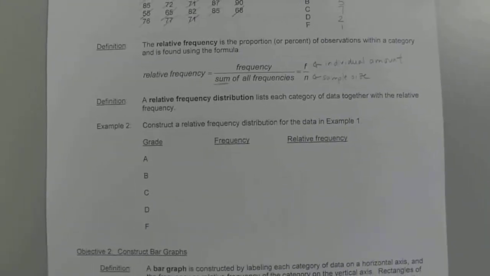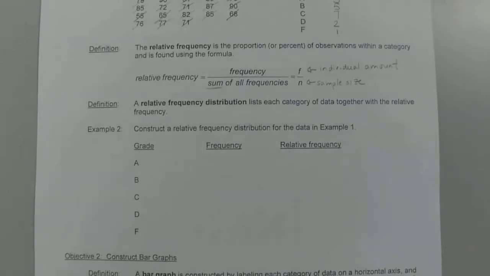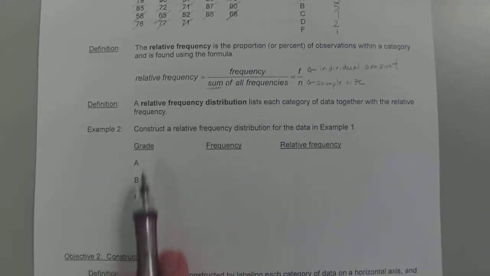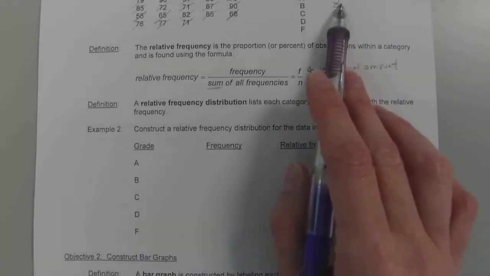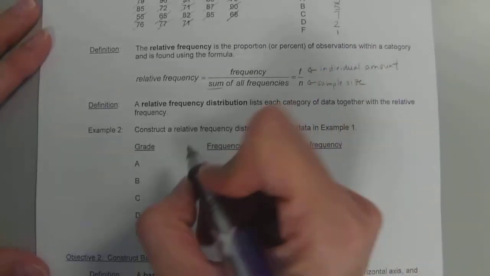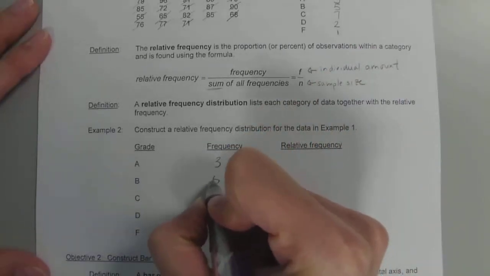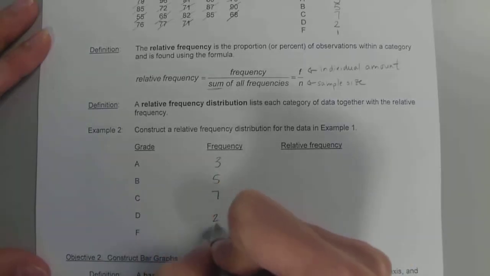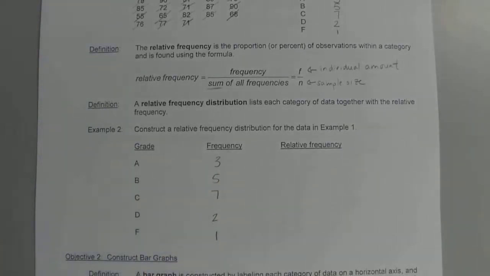Oopsie, anybody getting seasick there? All right. So what we have here is A, B, C, D, F. I'm just going to steal our frequencies from above. So we have 3, 5, 7, 2, 1. I'm not changing anything there. I'm just putting it all in the same spot.